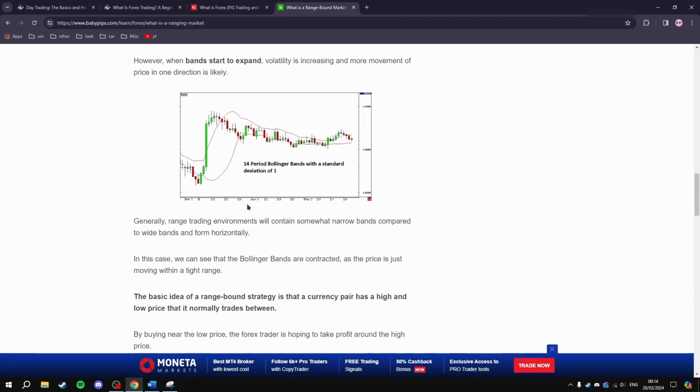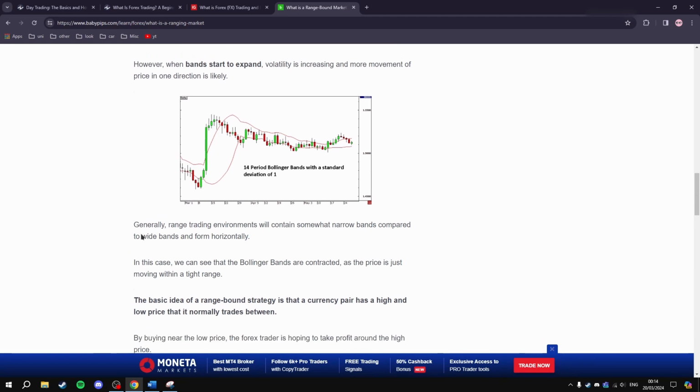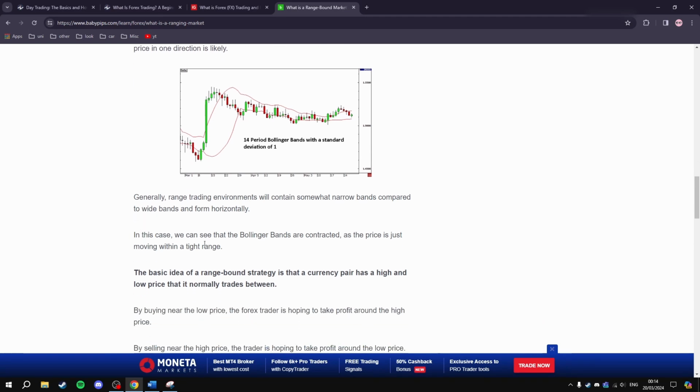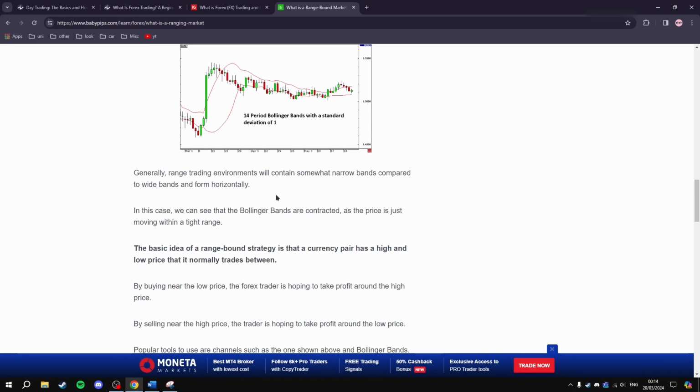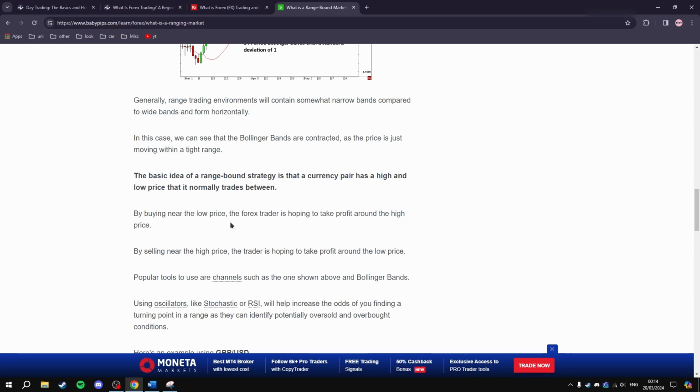Generally, range trading environments will contain somewhat narrow bands compared to wide bands and form horizontally. In this case, we can see that the Bollinger Bands are contracted as the price is just moving within a tight range. The basic idea of a range-bound strategy is that a currency pair has a high and low price that it normally trades between. By buying near the low price, the Forex trader is hoping to take profit around the high price. By selling near the high price, the trader is hoping to take profit around the low price.